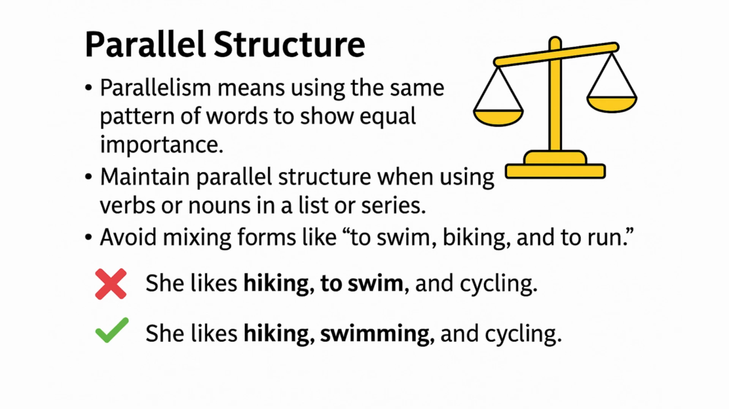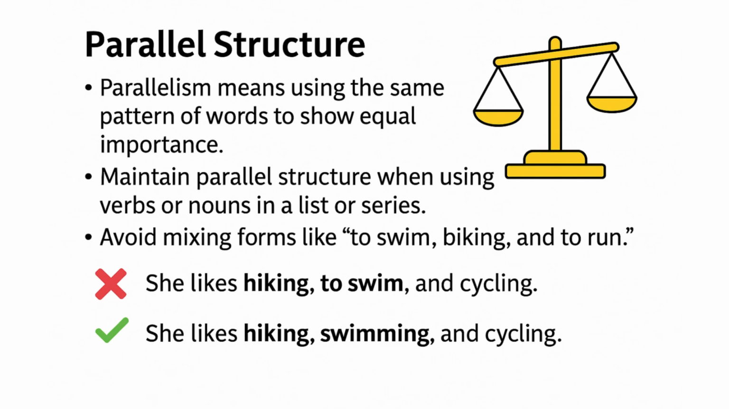This mismatch breaks the flow of the sentence and is considered incorrect on the SAT. To maintain parallel structure, always check that each item in your list uses the same format, whether that's all gerunds, all infinitives, or all noun phrases. Let's compare two examples. The incorrect sentence is, she likes hiking, to swim, and cycling. Here, to swim disrupts the pattern. The corrected version is, she likes hiking, swimming, and cycling, which maintains a consistent structure.